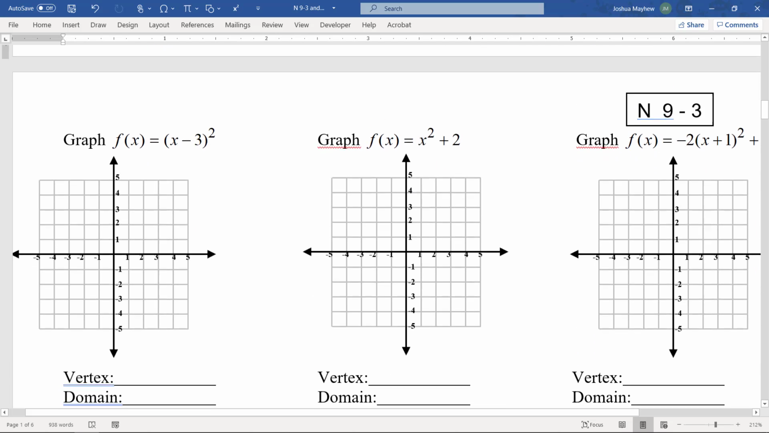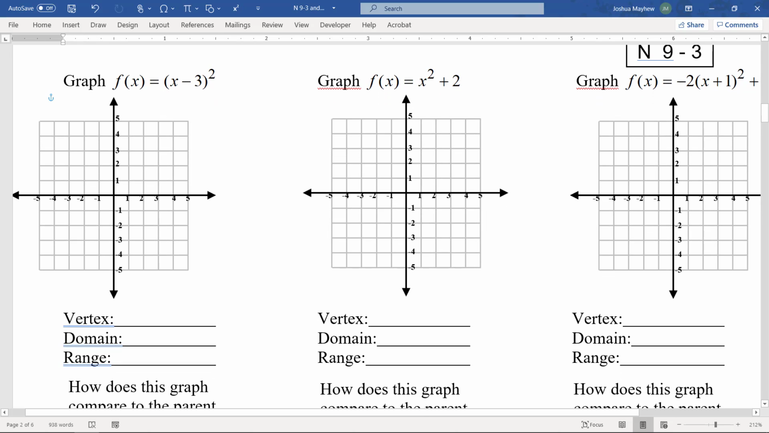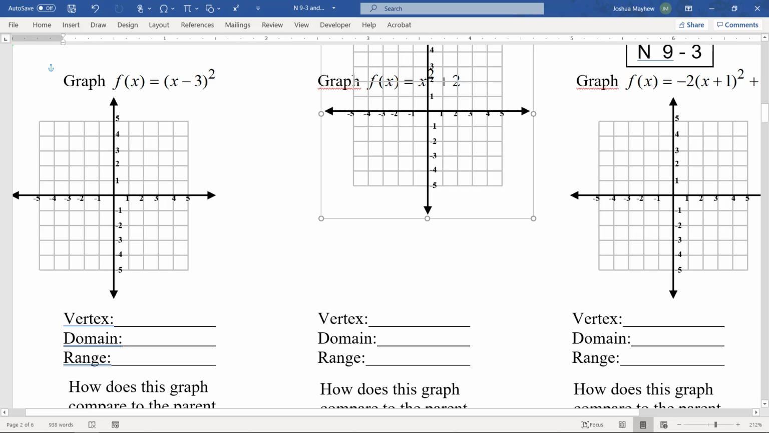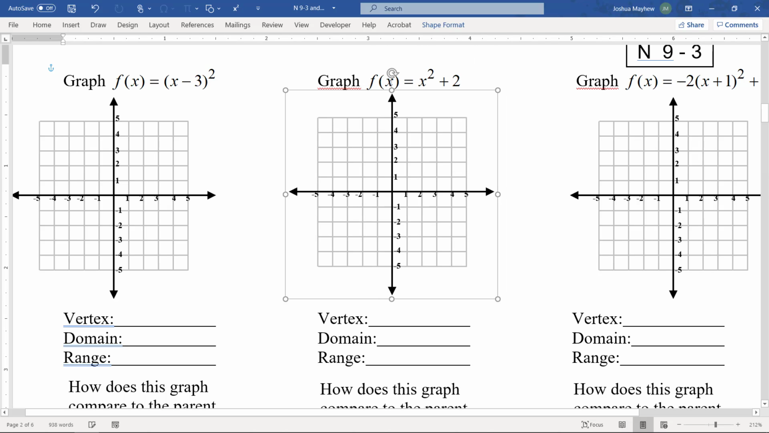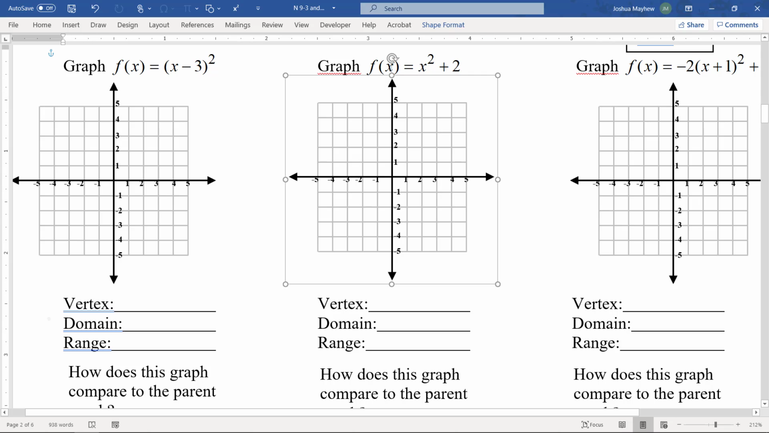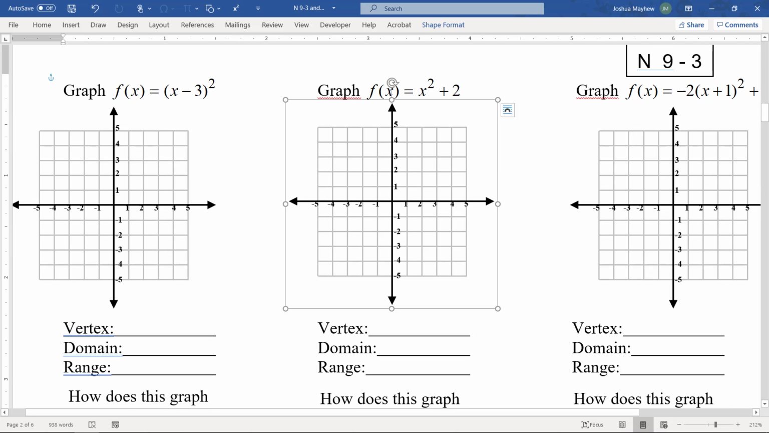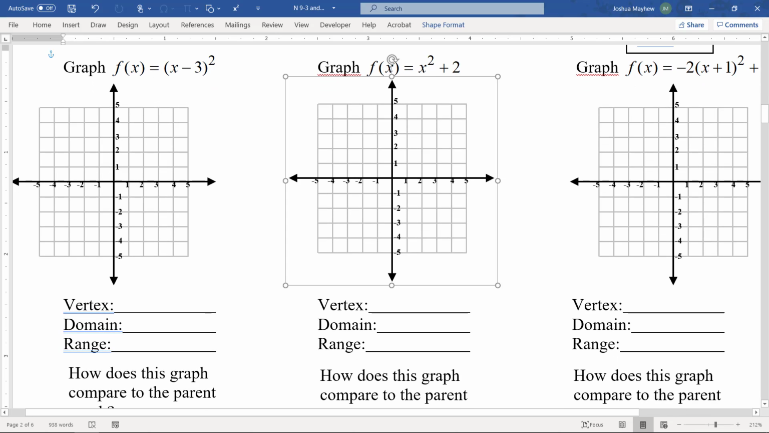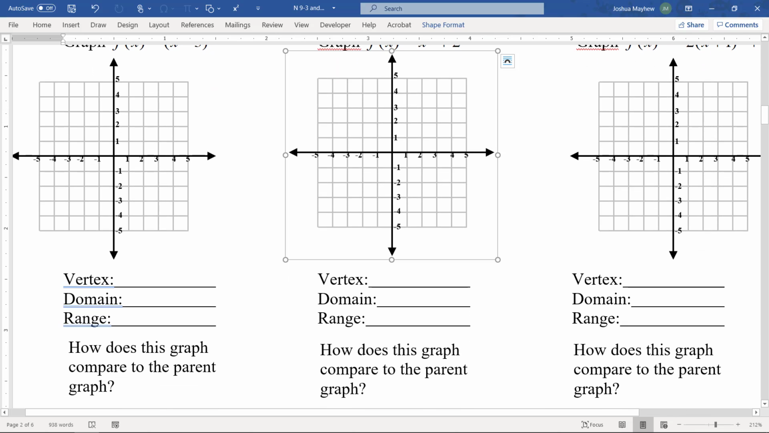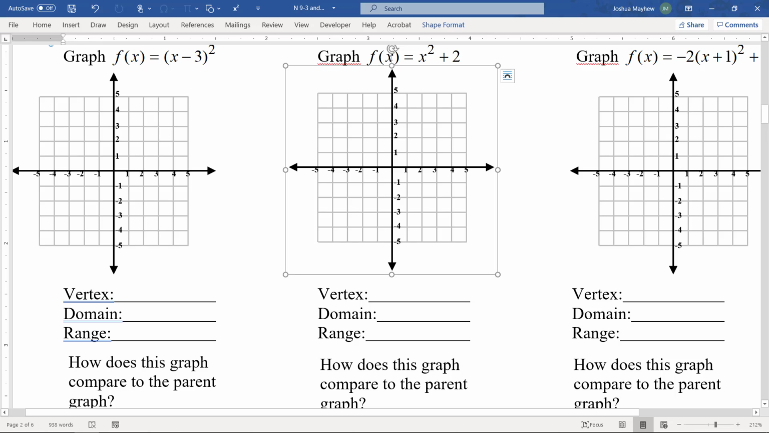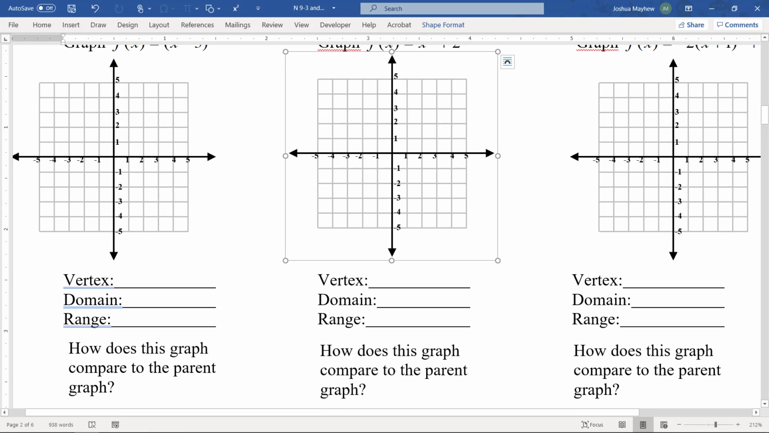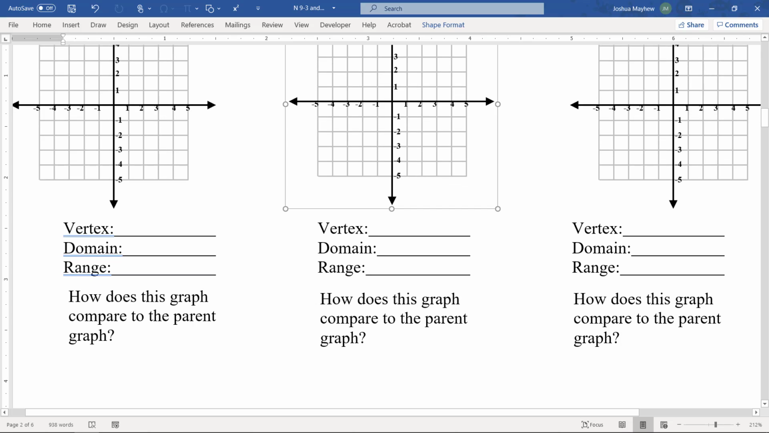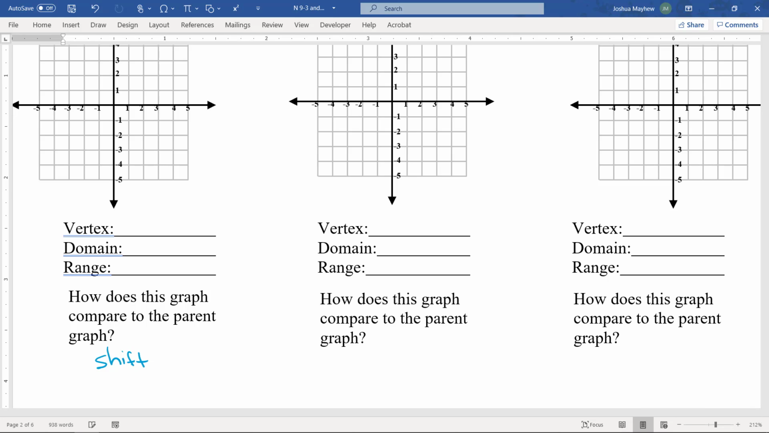Let's go to the next page. We're going to look at 3 other examples here. So this one says f of x is x minus 3 squared. So remember our rules. What's happening here? Well, there are parentheses. Since there's parentheses, it's a horizontal shift, so that means left or right. I'm going to say it's going to shift, and since there's parentheses, it's the opposite, right 3.